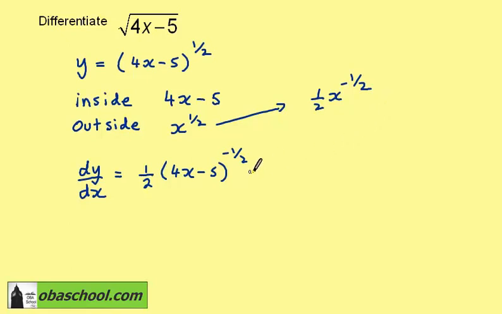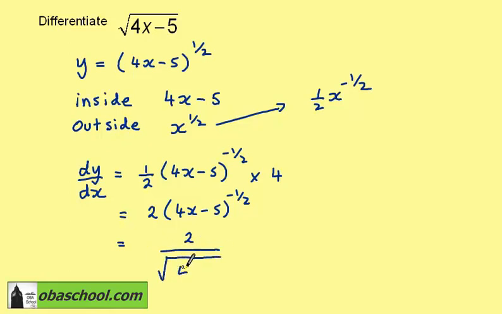We then have to multiply by the differential of the inside function, which is 4. This is 2 times 4x minus 5 to the minus a half, and we can tidy that as 2 over the square root of 4x minus 5.